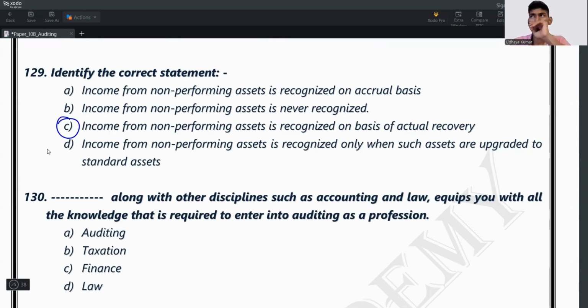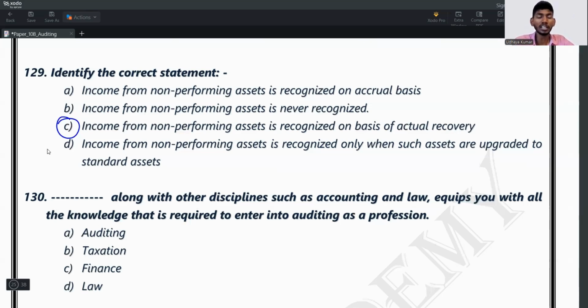So if you take a look at banking and financial regulations, non-performing assets, which we used to say NPAs, refer to the loans or advances for which the borrower has stopped making interest or principal repayments for a certain period of time. So that is right. So for NPAs, income is not recognized on an accrual basis, but it is only recorded when it is actually recovered, right? So here options A, B, and D are incorrect. So the right option is C.